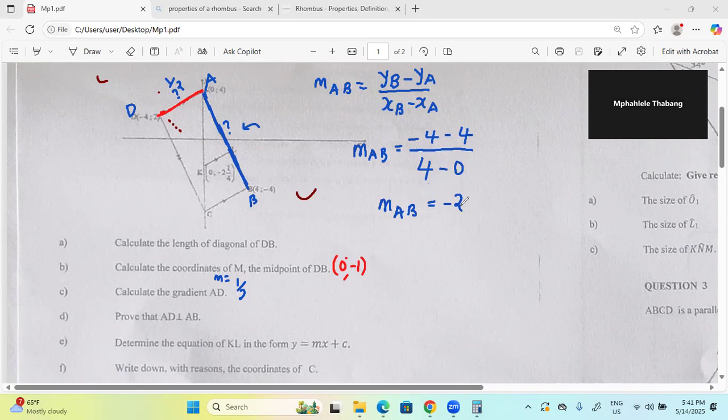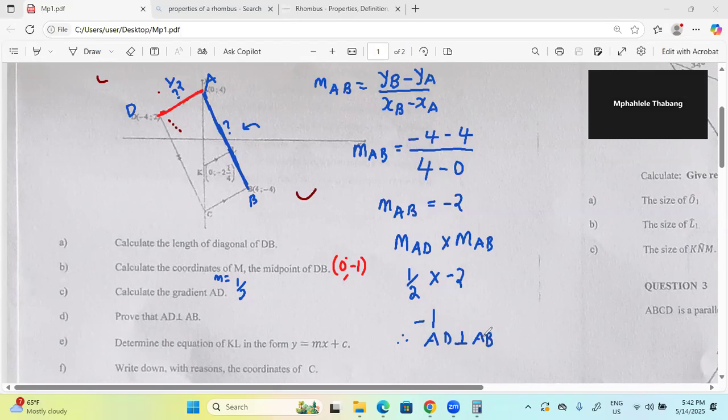So let us multiply the gradient of AD and the gradient of AB and see what happens. So we say M of AD times M of AB. M of AD, it's 1 over 2. M of AB is -2. So what happens? We are getting -1. Therefore, just because when we multiply the gradients of these two lines, we get -1, it means these two lines are perpendicular. So I will say, therefore, AD is perpendicular to AB.